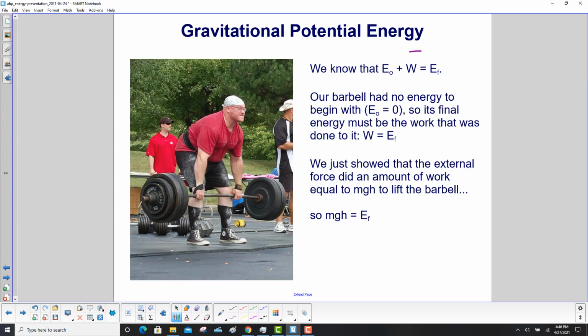Now let's invoke the work energy equation. Initial energy plus work equals final. Our barbell had no energy to begin with, so that means E0 is 0. So its final energy must be the work that was done to it. So we have work is equal to E final. We showed on the previous slide that the external force did an amount of work equal to mgh to lift the barbell. So we substitute mgh in for work, and we have mgh equals E final.